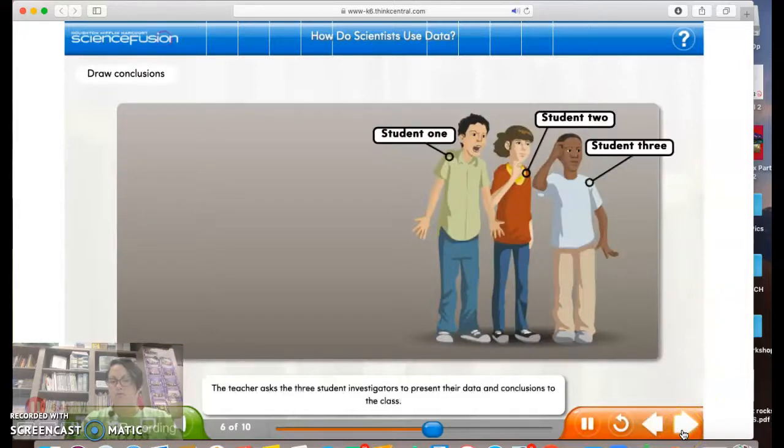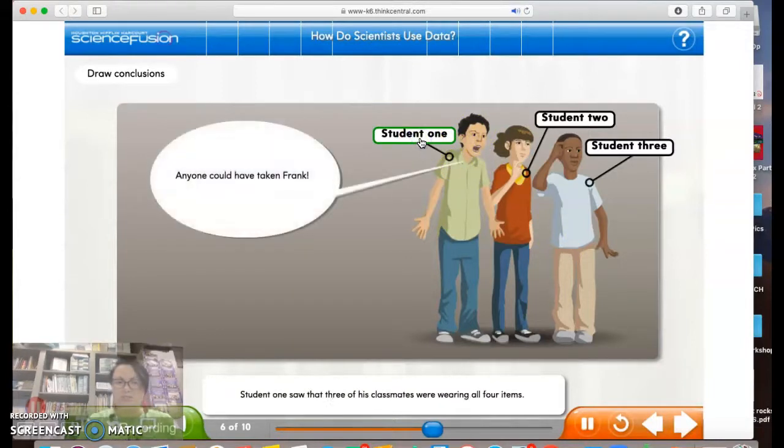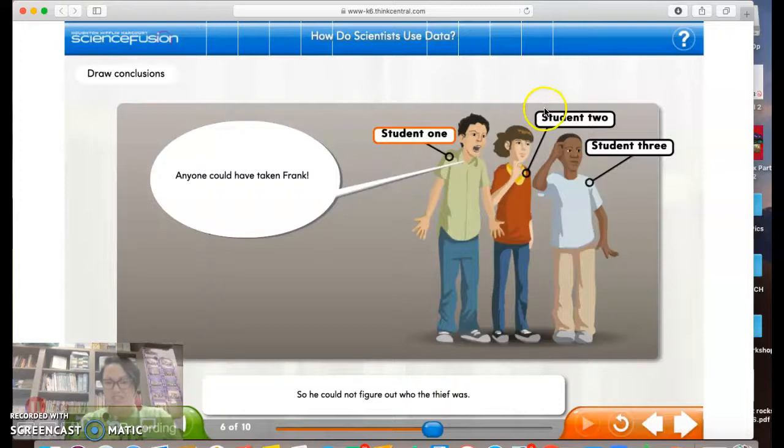The teacher asks the 3 student investigators to present their data and conclusions to the class. Click the pictures to find out what happened. Ooh, this guy looks pretty wound up. Let's see what he says. Student 1 saw that 3 of his classmates were wearing all 4 items, so he could not figure out who the thief was. That's why he's frustrated. Look at that face. All right.